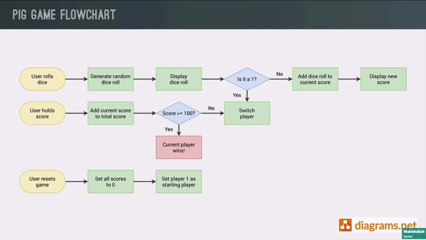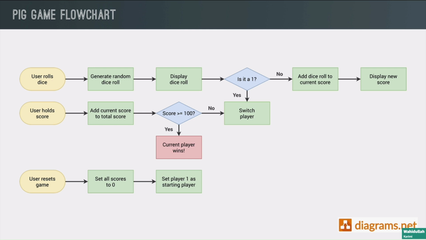Finally, when the user chooses to reset the game, we simply set all scores to 0 and set the player number 1 back to being the starting player. Alright, so this is a very nice way, again, to visualize what happens in the application, and it's also a very good guide for us to actually implement the application in code.